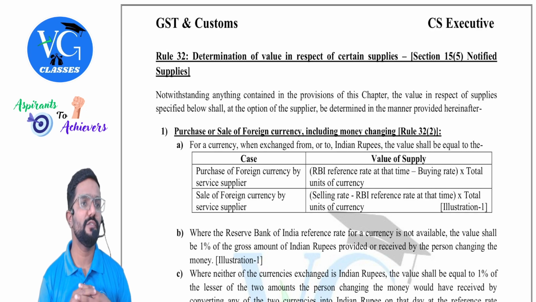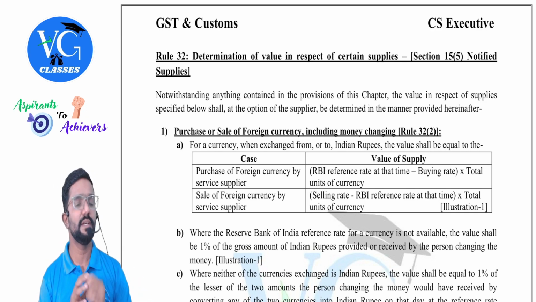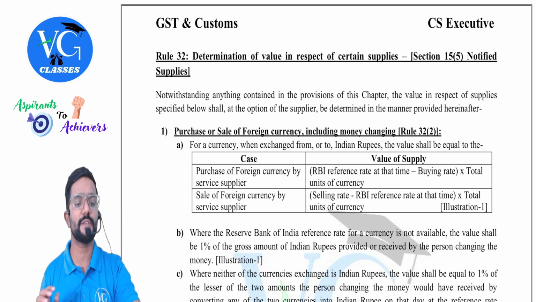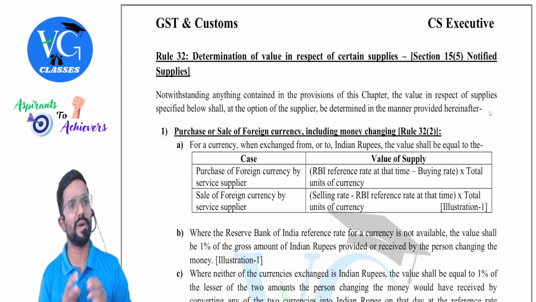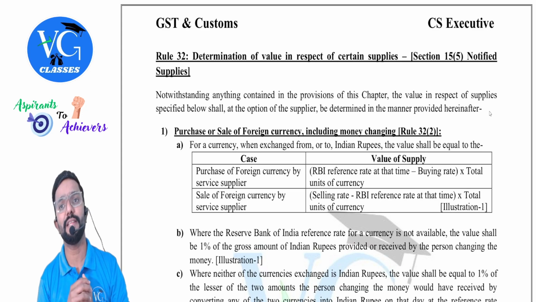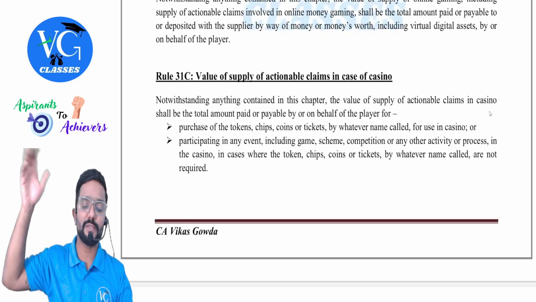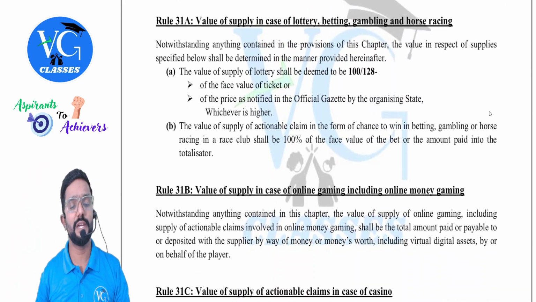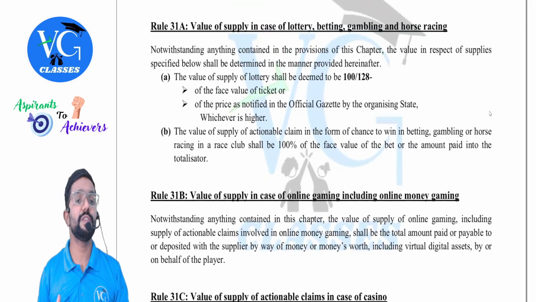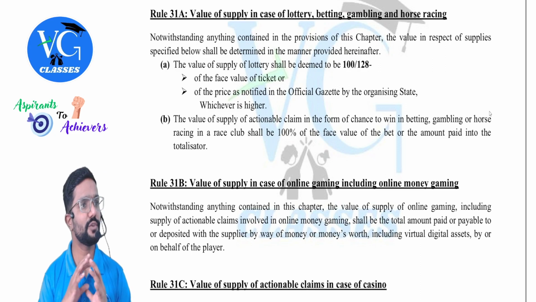Yes, students. Till now, we have seen a few valuation rules. That is two sets of valuation rules we have seen. The first set of valuation rules is, sir, whenever I cannot determine the value of supply as per section 15 subsection 1, that is when transaction value cannot be the value of supply, how do we determine the value of supply? We have covered various rules. Then there was one more set of valuation rules, that is rule 31A, 31B and 31C, which covers the value with respect to specified actionable claims. Is that clear? So we have seen both.